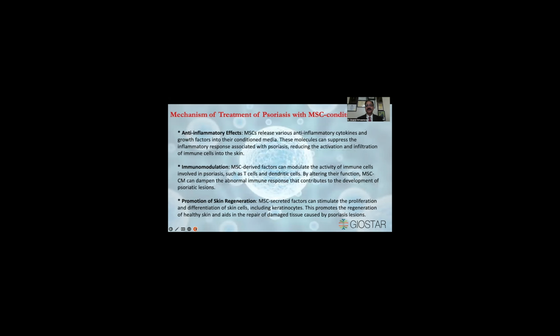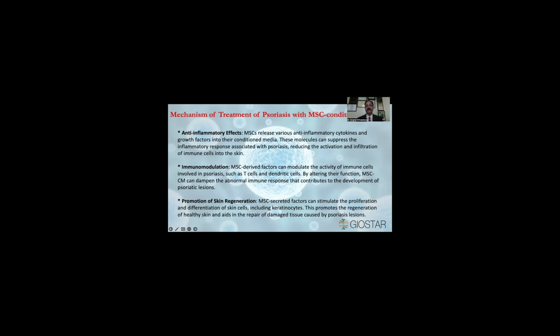So first we have to understand how this conditioned media may help in treatment of psoriasis and what is the mechanism underlying that. First, as we know, mesenchymal stem cells release various anti-inflammatory cytokines and growth factors into their conditioned media. These molecules can suppress the inflammatory response associated with psoriasis, therefore reducing the activation and infiltration of immune cells into the skin.